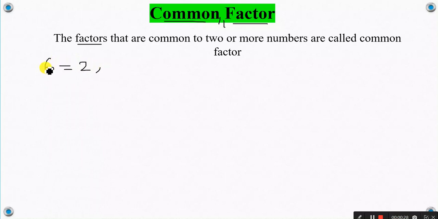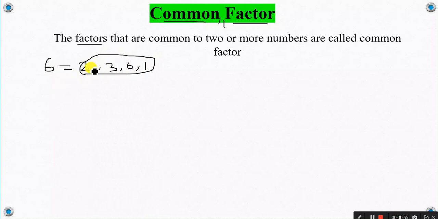A factor of 6 means a number that divides 6 without remainder. For example, 2 divides 6 without remainder: 6 divided by 2 is 3. So the factors of 6 are 2, 3, 6 itself, and 1. These are the factors of 6.